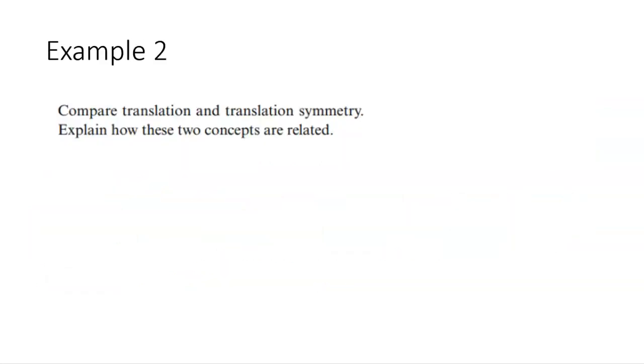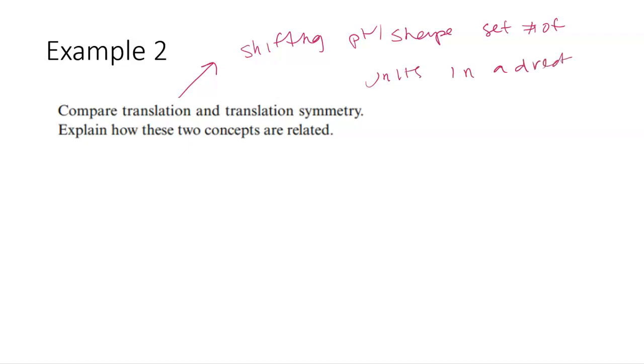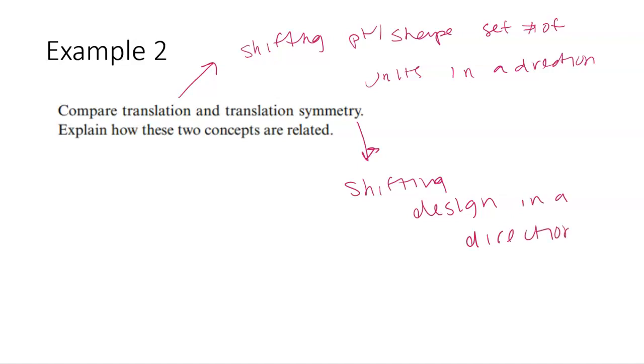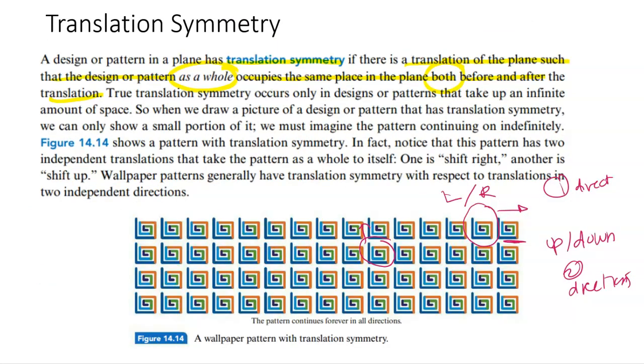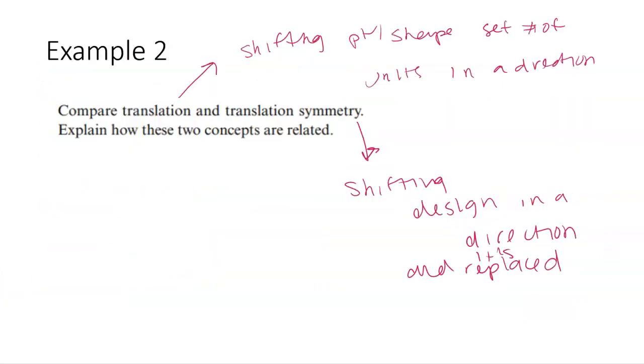So we want to compare translation and translation symmetry. A translation is where we're shifting a point or shape a set number of units. Remember those vectors, a set number of units in a direction. However, translation symmetry is where we're shifting a whole design in a direction and replacing it, and it's always being replaced. So if we go back here, we were shifting it to the right, but then something was already replacing it. We were shifting it to the right and up, and something was already replacing it. So you can think of it as multiple images, whereas in this case we're just taking one image.